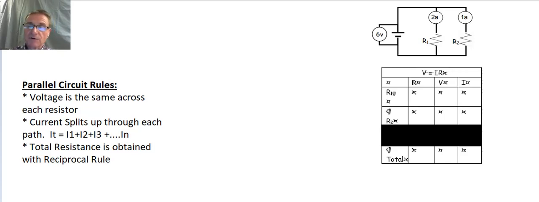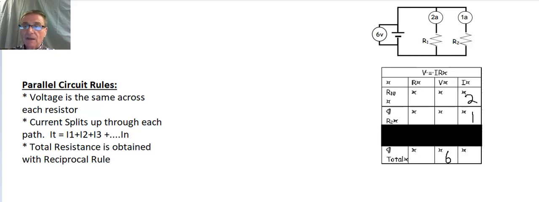It says the voltage of the battery is 6 volts, so I'm going to come down here and put a 6 there. And it says that the current running through R1 is 2 amps, so this is a 2 here. And the current running through R2 is 1 amp. And that's all the information that we're given. So what can we do with that?